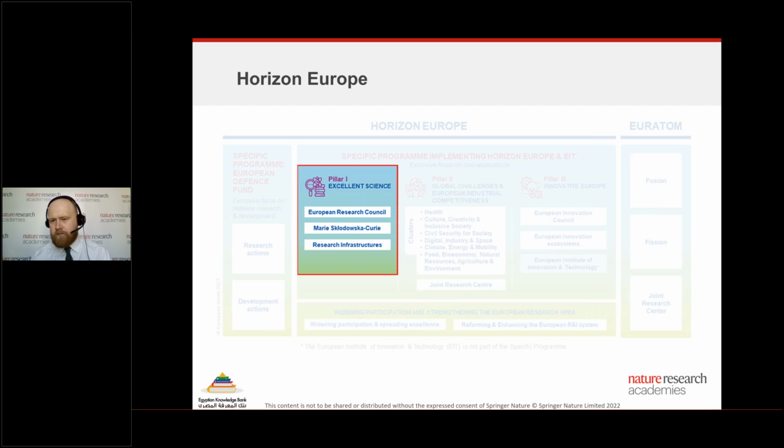As we've said, this pillar is called excellent science. This pillar is really all about maintaining and reinforcing the excellent science base within Europe. There are three components, and these are the European Research Council, the Marie Skłodowska-Curie actions, and research infrastructures. This pillar has no predefined topics, meaning that your proposal can really be on any topic. So Pillar 1 really is an exciting chance for innovation.